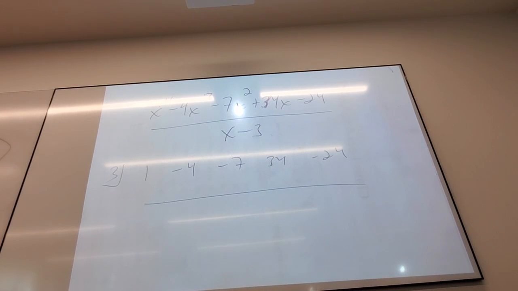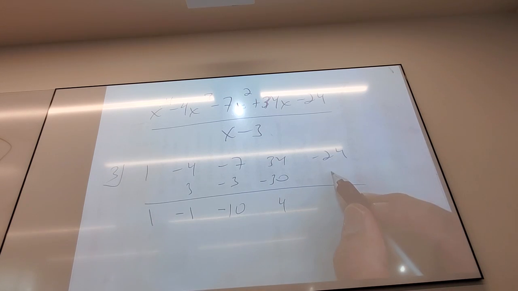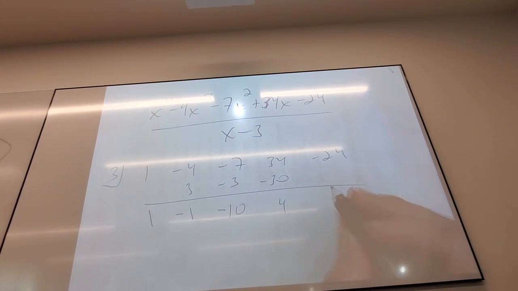So bring down the 1, and then 3 times 1 is 3. Add, multiply, add, multiply, add. What did I do? Let's see. 7 plus 34 minus 24. Oh, damn you, Jeff. I love you so much, Jeff. You're an awesome person. And then you get 12, negative 12.